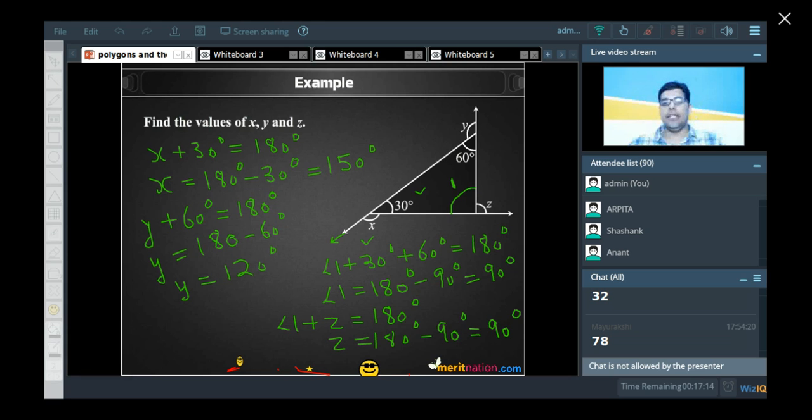That means the property of linear pair that we need to apply here, find angle X and angle Y. Then for angle 1, we have used here angle sum property of a triangle, and then again angle 1 and angle Z, they are forming a linear pair, and then finding angle Z, that is coming as 90 degrees.